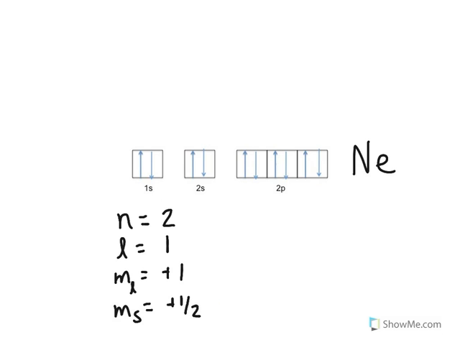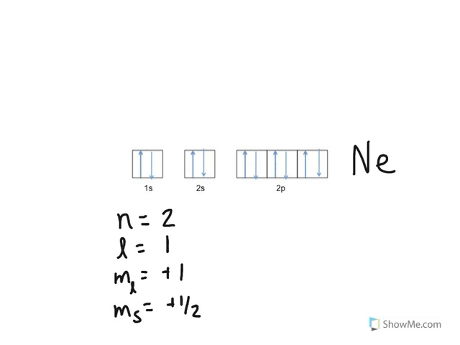And for our last problem, here I have the orbital diagram of neon, and I've given you the address for a particular electron in neon. What I'd like you to do is to figure out what electron I am trying to describe. So pause this right now and see if you can figure it out. Did you pause it? If not, pause it. I want you to work on it.